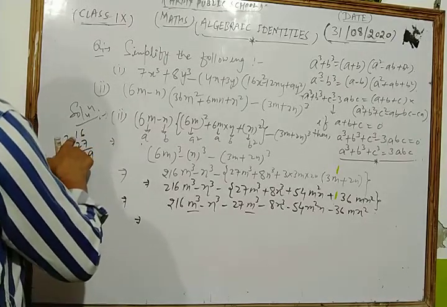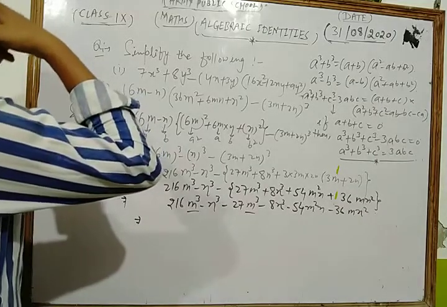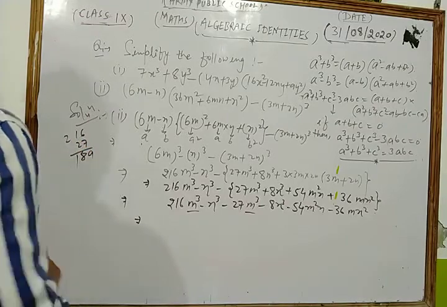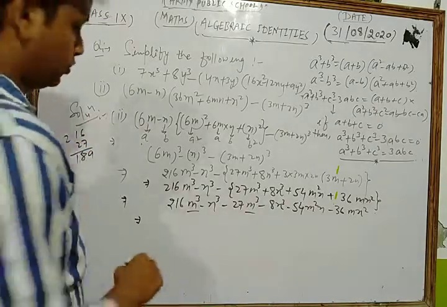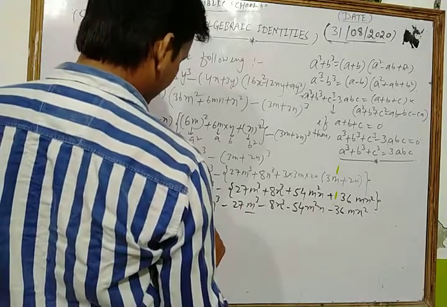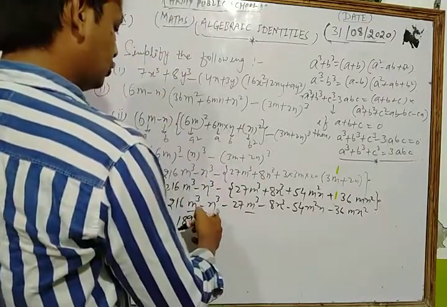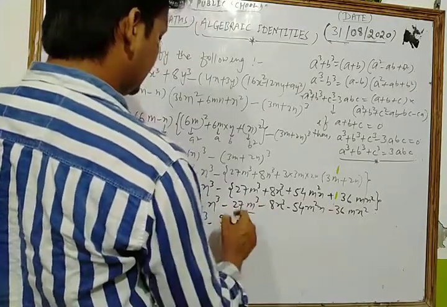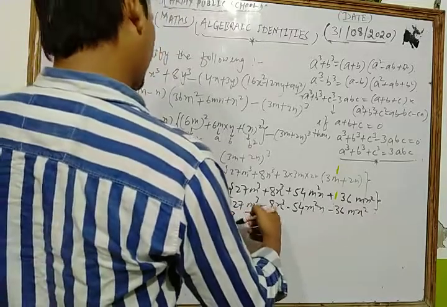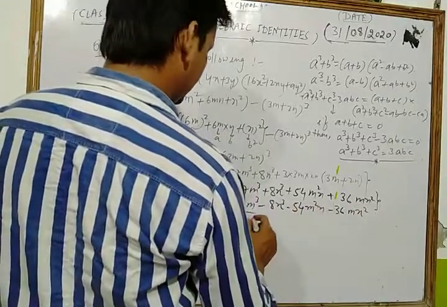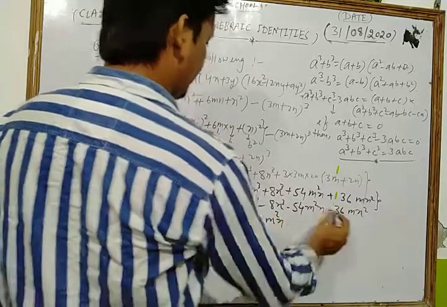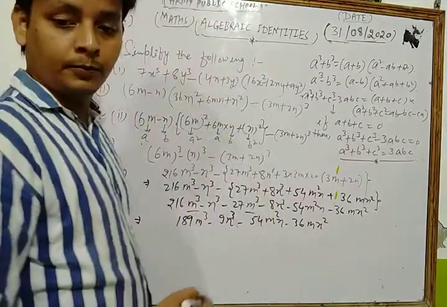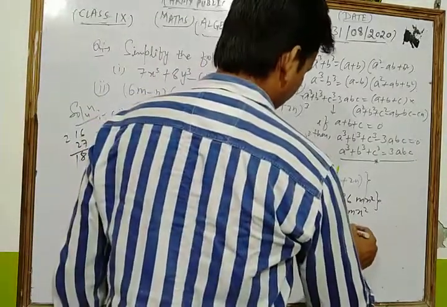So we get 189, so this is 189m cube, and this is minus n cube minus 8n cube, so we write minus 9n cube. Now we write this in the same way: this is minus 54m square n minus 36mn square. So dear student, this is our required answer.